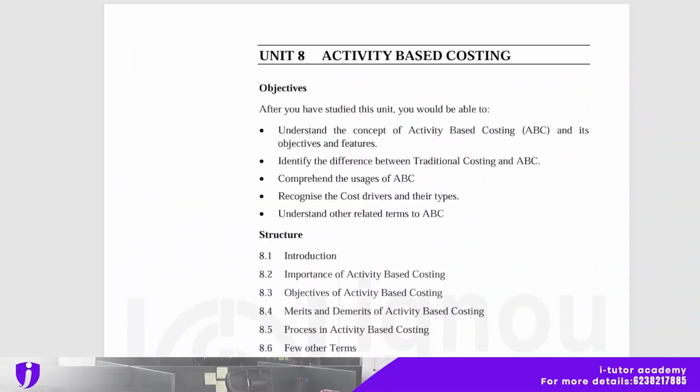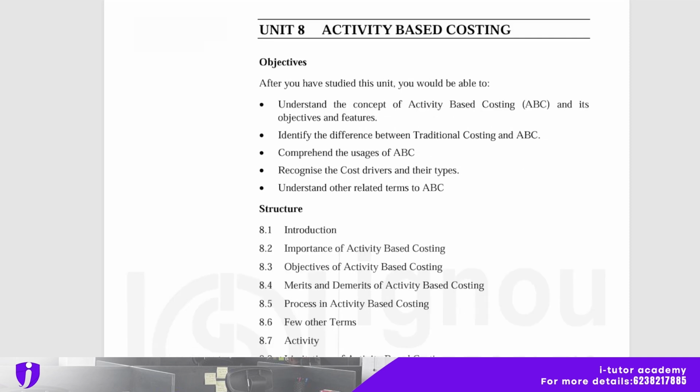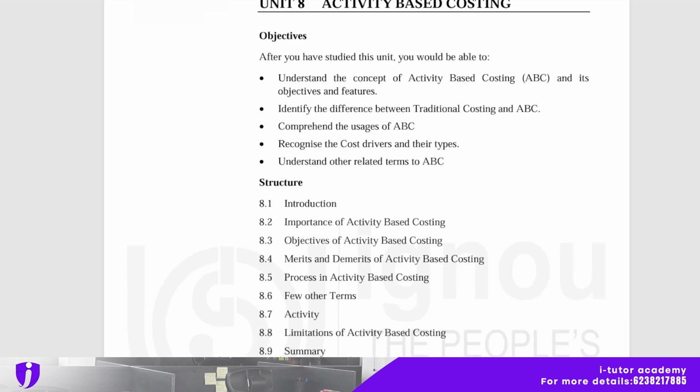In today's session, we will start with Unit 8, Activity-Based Costing. So, the objectives of this chapter are to understand the concept of activity-based costing, ABC, and its objectives and features; identify the difference between traditional costing and ABC; comprehend the usage of ABC and recognize the cost drivers and their types, and understand other related terms to ABC.